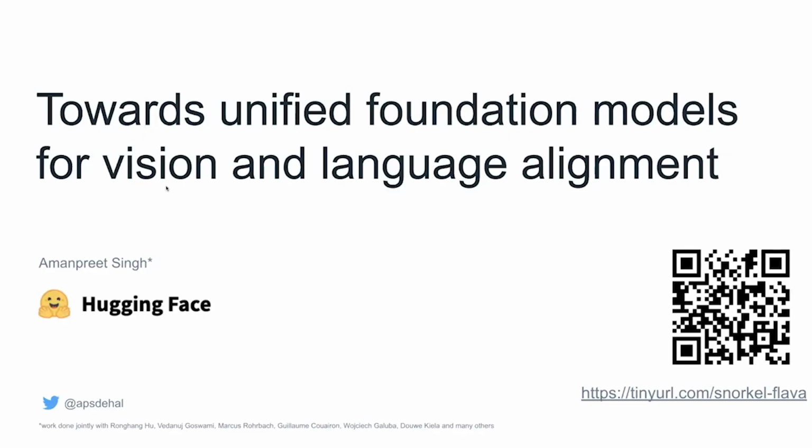So today we are going to talk about foundation models for vision and language alignment. In the past few months, or even years, there are a lot of foundation models popping up around generative AI. Specifically, you must have seen ChatGPT and DALL-E 2 before that. In this talk, we are going to talk specifically about vision and language alignment, like how do we align the two modalities that generally exist separately.